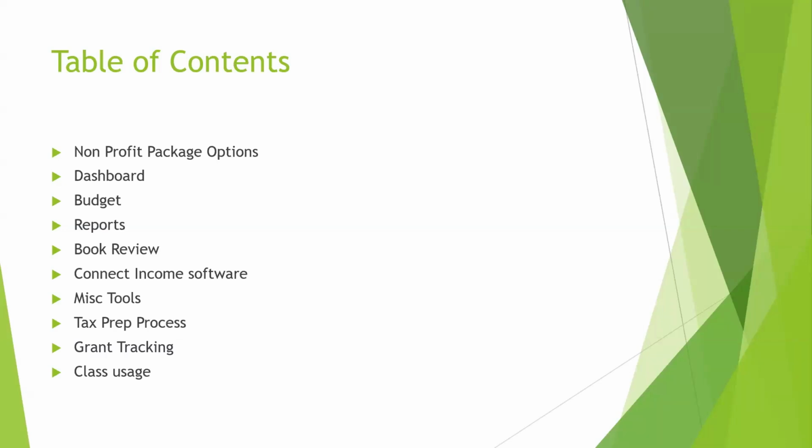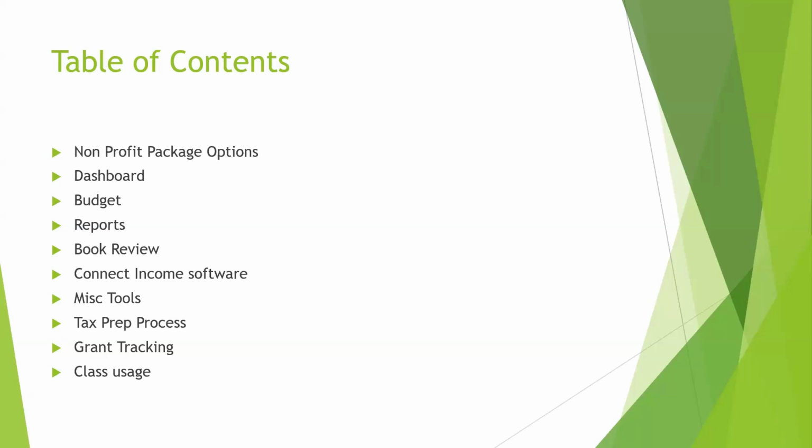We'll talk about some of the reports, what they're called, how to use them. And then we're going to look at, there's a book review portion of it if you're in the accountant portion. Connecting income software such as Donor Perfect. Everything tells you they integrate, but there's a lot of manual labor going into some of that. Some miscellaneous tools. There's a tax prep process in here. We're going to go over one way I have found from experience to do some grant tracking inside of QuickBooks, and then the important usage of classes and why you can use them for functionality purposes as a nonprofit.